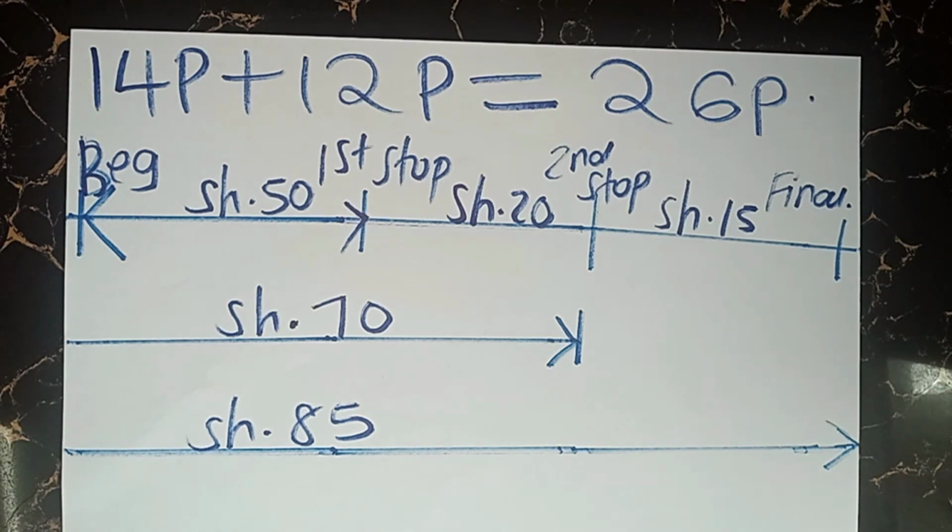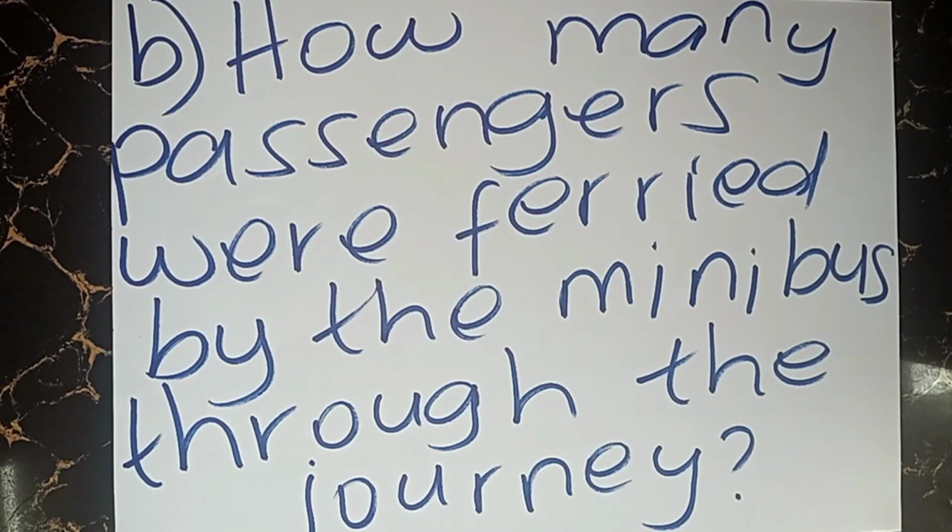So let's now go through part B of the question. Part B, how many passengers were ferried by the minibus through the journey? Okay, so part B is asking us to find out the number of passengers that were ferried by the minibus throughout the journey. Okay, and this is an easy one. So since we've written out everything, answering this question will be a walk in the park, okay?